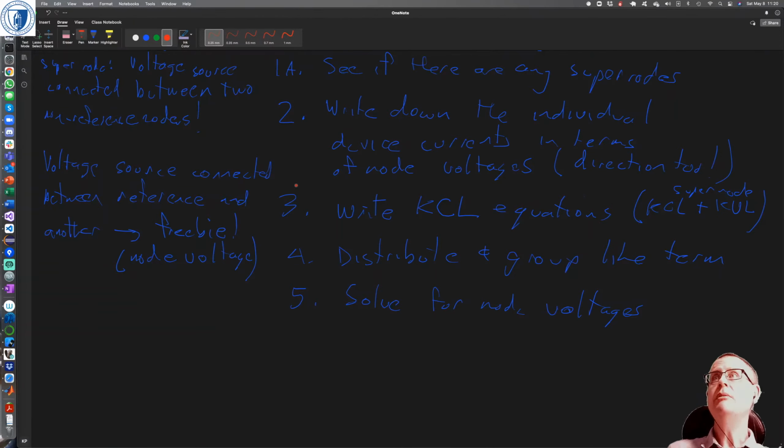And then superposition. Right, so this is basically using the idea that any independent source has the same effect on the circuit regardless of the existence or otherwise of other independent sources. And they have to be independent.